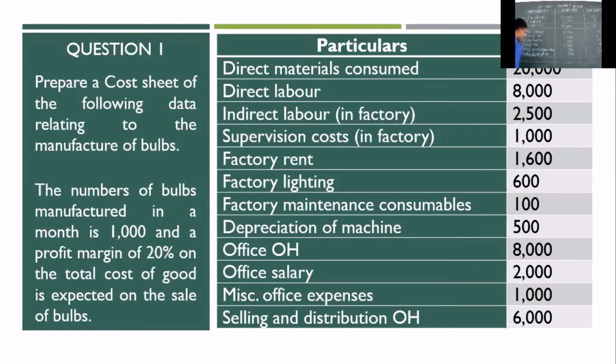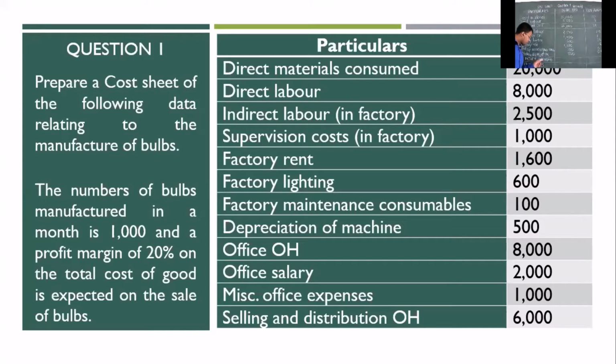The first thing that I'm going to be calculating is my total factory overhead. After this, I will be calculating my factory cost. So there are two things that I'll be calculating right now: my total factory overhead, and then my factory cost. Now, why am I doing it like this?